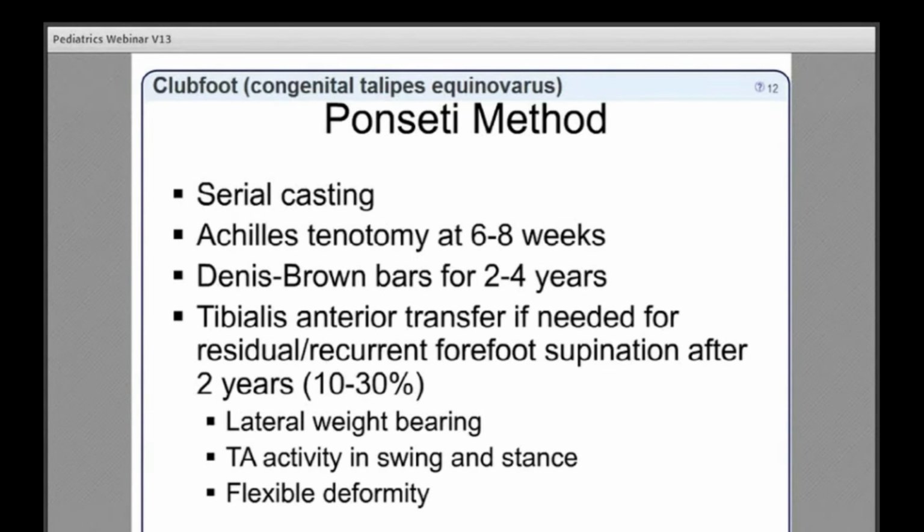The things that you'll see clinically in a child who may need a tibialis anterior tendon transfer are that they will have lateral weight bearing. They'll also have tibialis anterior activity in both swing and stance phase. And they have to have a flexible deformity, so this is not an effective method of treatment if the deformity is not flexible.